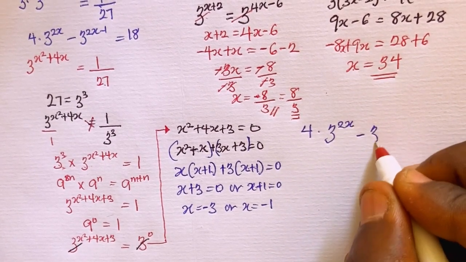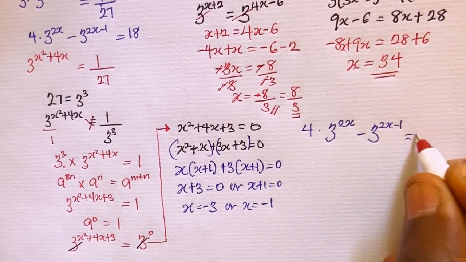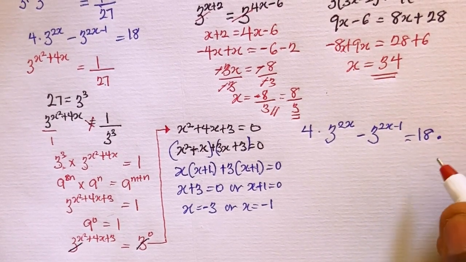So now the fourth question is 3 raised to power 2x minus 3 raised to power 2x minus 1 equals 18. So go ahead and solve this particular question.